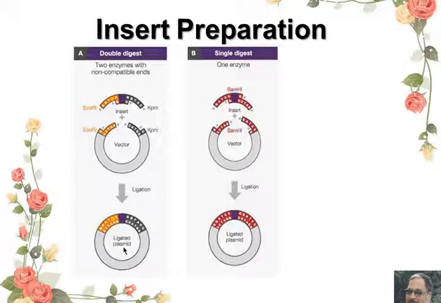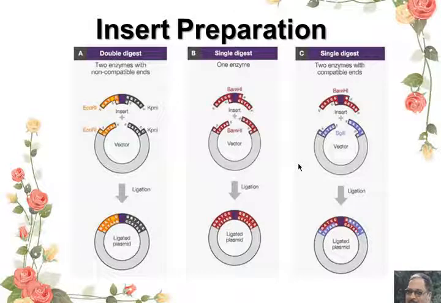Now the second is single digest using one enzyme. So this is the most common type of insert and vector preparation. And in this presentation also, I am using the same technique of insert preparation, where we are using a single enzyme. Now the same enzyme is used in both the vector slicing and insert slicing. So we have the complementary pairing at both the ends here, and then it is inserted into the plasmid. Now the third is single digest using two enzymes.